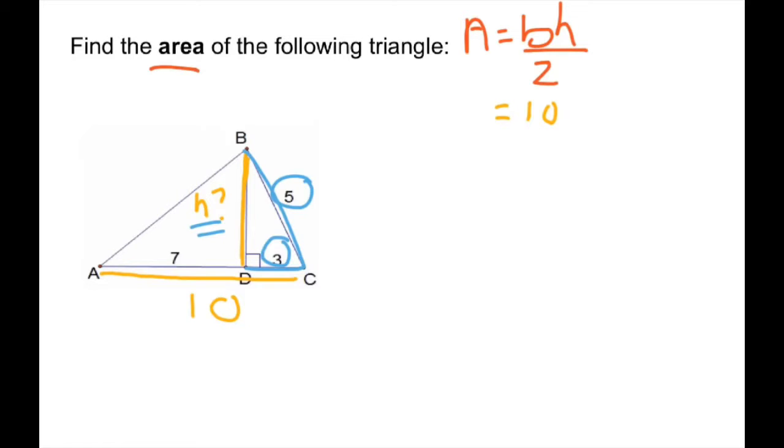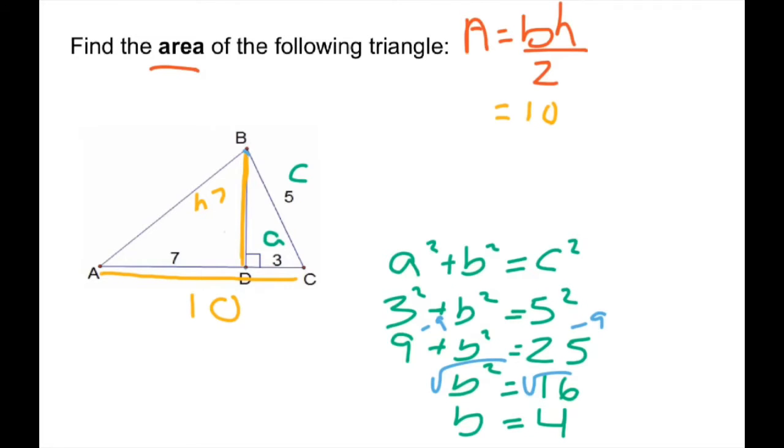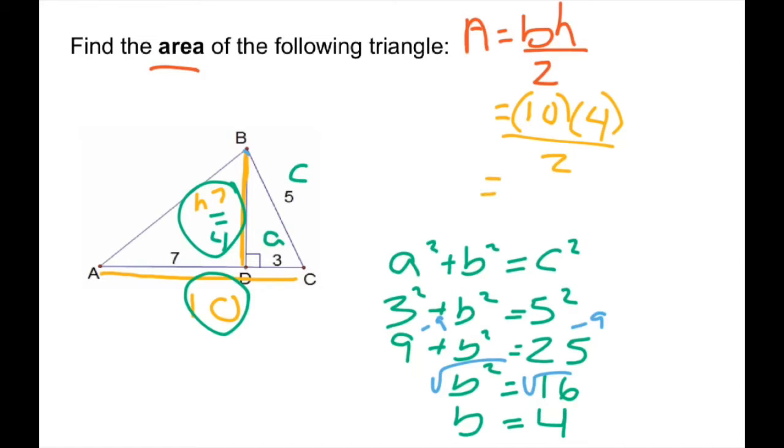And when we have the right triangle and we need to find out a third side length, we can use Pythagorean theorem. So once I fill in Pythagorean theorem, I figure out that B, the side length of B, is 4, which means my H is really 4. And now I have my base and my height, and I could fill it into my formula. So 10 times 4 as my height divided by 2, and the answer is 20. And you would put units if there were units.